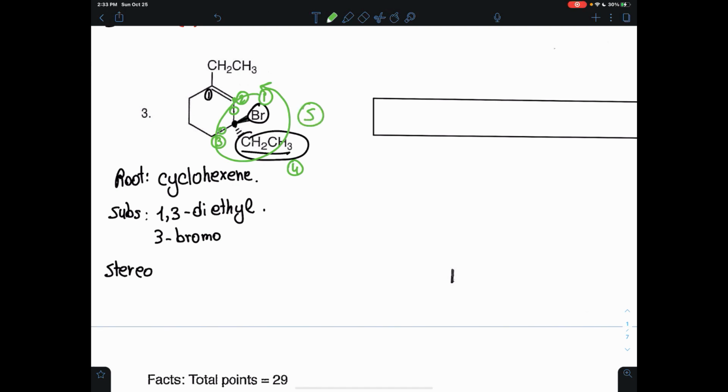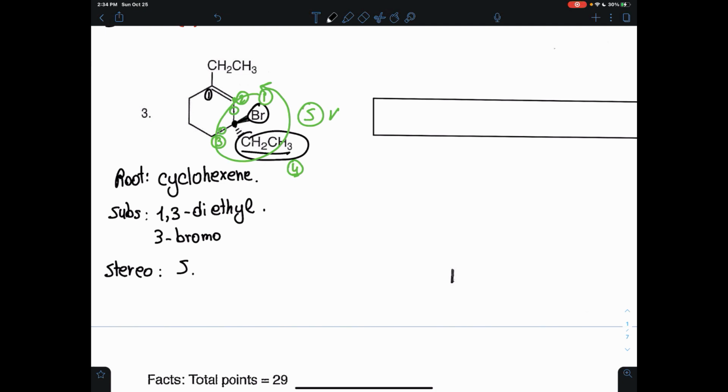Right? And now I've got to check 4. My lowest priority was a dash, so I'm good. So it stays S. So now it's going to be 4S. Well, you don't have to put 4S, you can just put S because there's only one stereo center, right? So you don't have to mention the 4S.